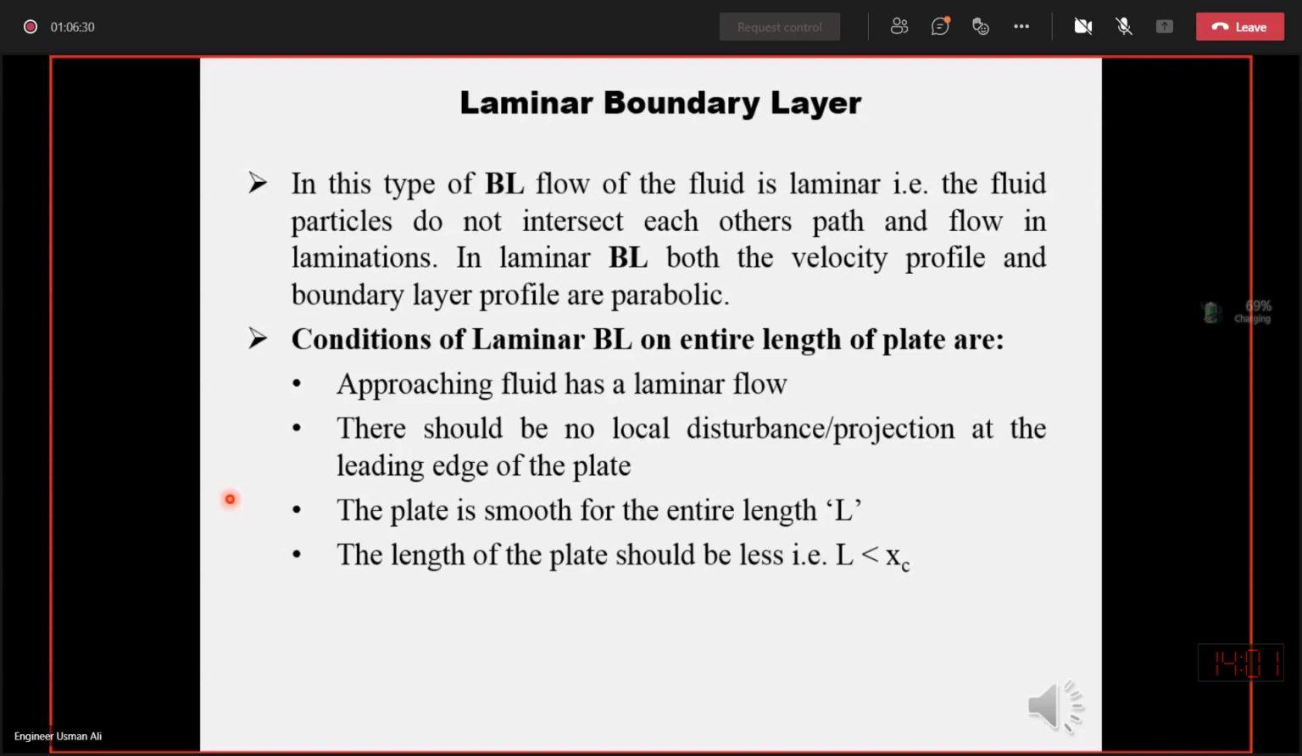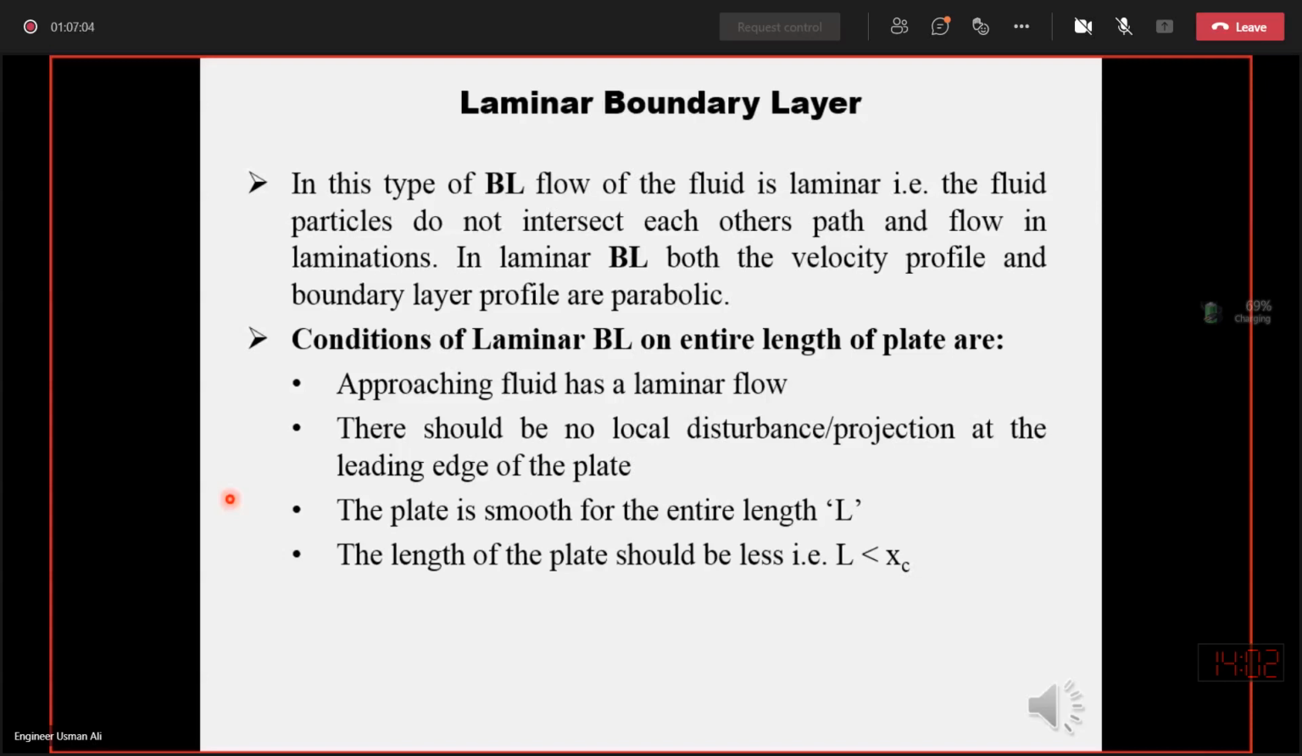Now under what conditions will we have the laminar boundary layer for the entire length of the plate? Such conditions are mentioned. Number one, approaching fluid has a laminar flow. So if the fluid which is flowing over the surface of the plate has a laminar flow throughout the length, it will have the laminar boundary layer. Number two, there should be no local disturbance or projection at the leading edge of the plate.